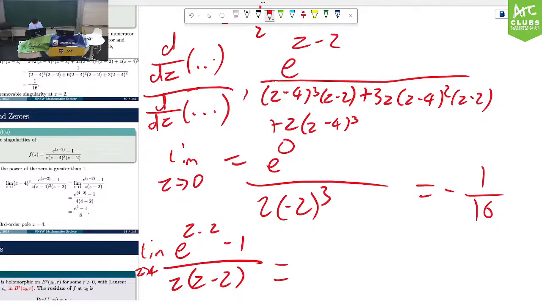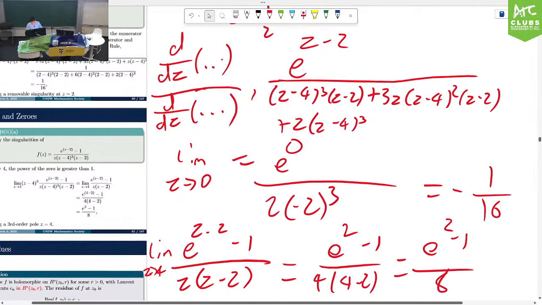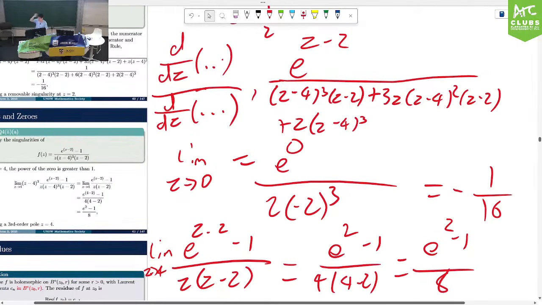Okay, so this is pretty easy. e squared minus 1, 4 minus 2, e squared minus 1 over 8. Yeah, okay, cool. So this one's a third order pole because we times it by z minus 4 cubed. By doing that, we make the limit exist.